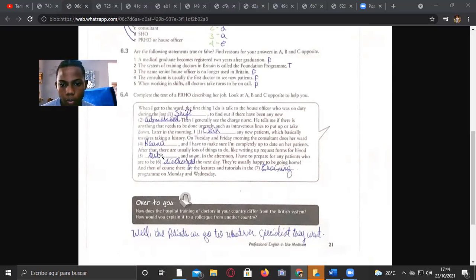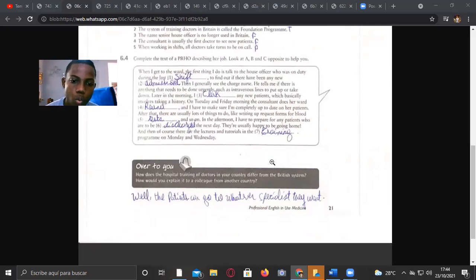After that, there are usually lots of things to do, like writing up request forms for blood tests and so on. In the afternoon, I have to prepare for any patients who are to be discharged the next day. They are usually happy to be going home. And then, of course, there are the lectures and tutorials in the training program on Monday and Wednesday.